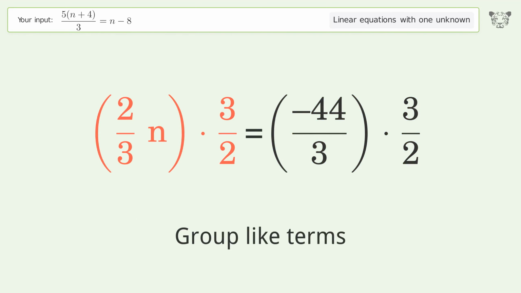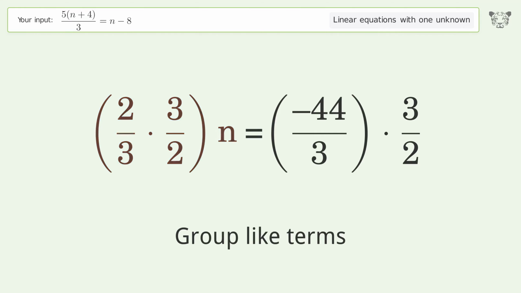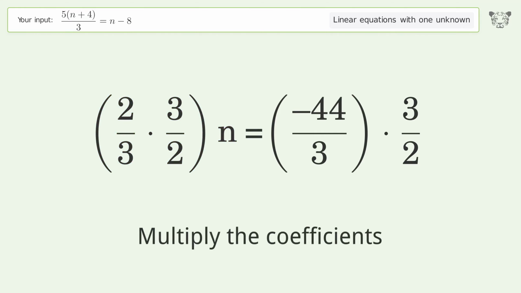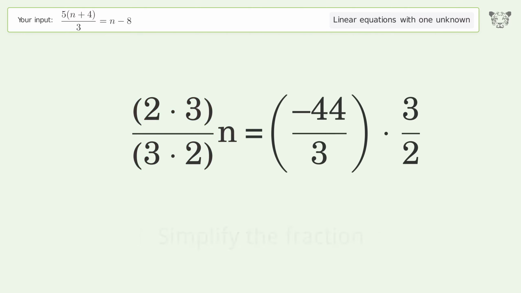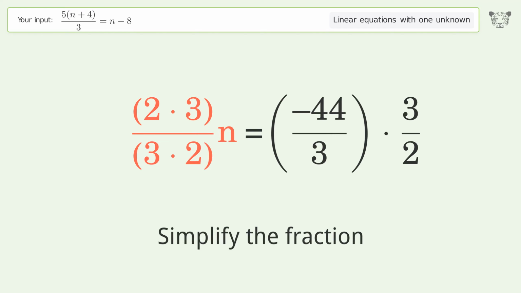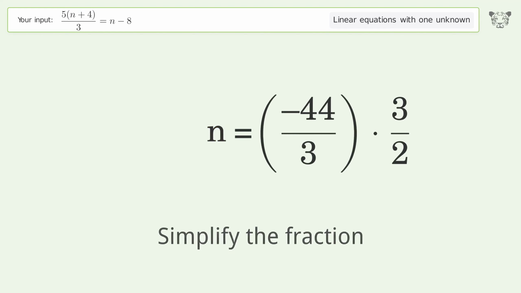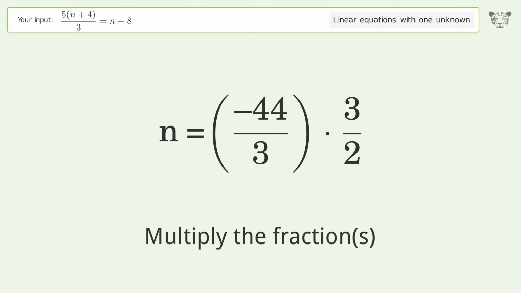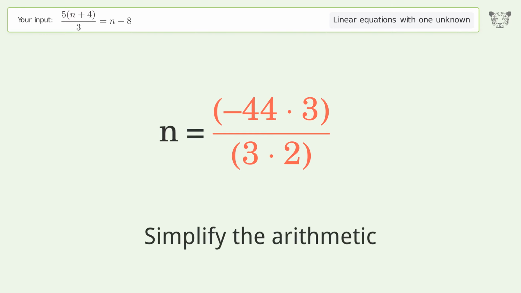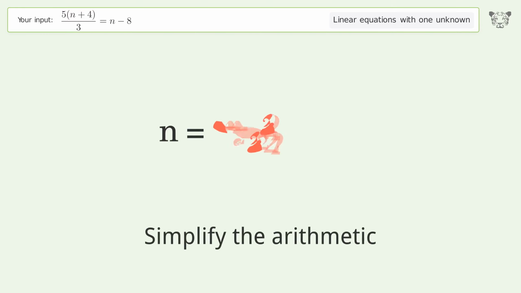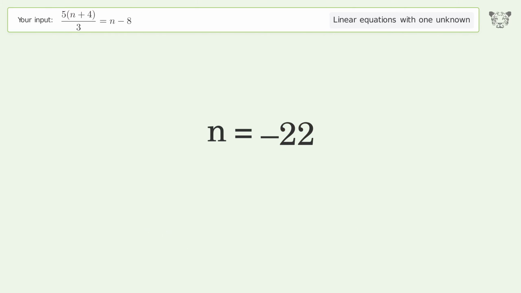Group like terms. Multiply the coefficients. Simplify the fraction. Multiply the fractions. Simplify the arithmetic. And so the final result is n equals -22.